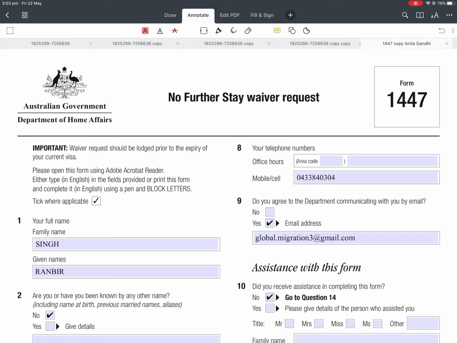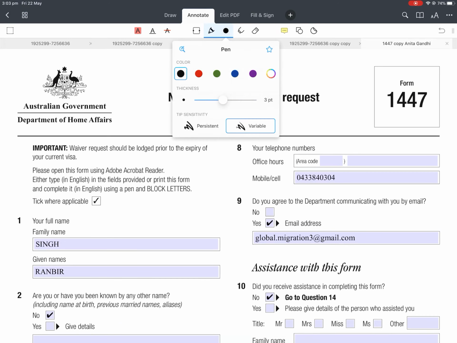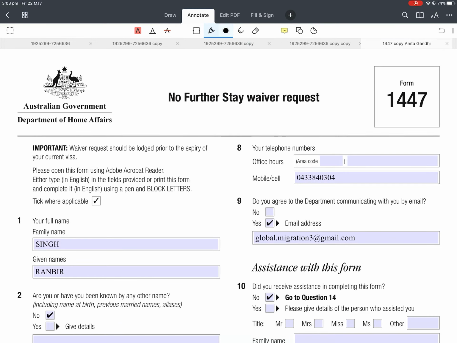So the reason for presenting this video to you is to talk about a common scenario nowadays, which is the no further stay condition on visas. My video today specifically would talk about the visitor visas, the visitors who are stuck here due to this condition on their visa, and how to get out of it.